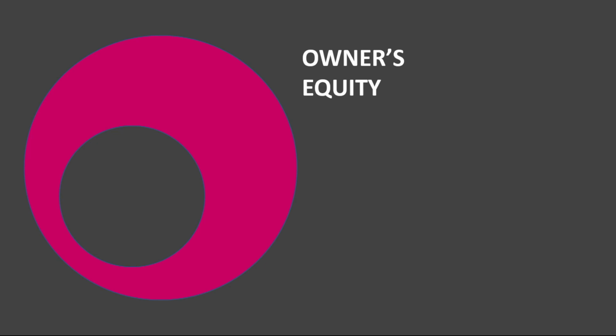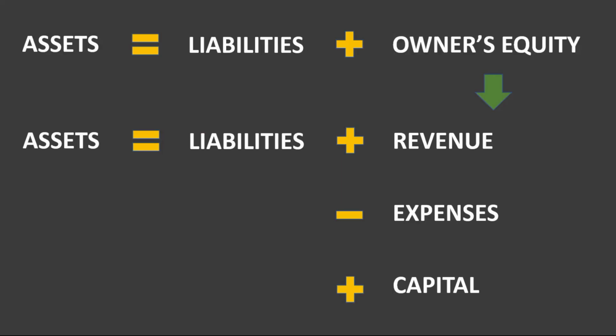These three accounting terms form the basic accounting equation, which is assets equal liabilities plus owner's equity. In fact, owner's equity can be further broken down to revenue, expenses, and owner's capital. For simplicity, now let's take revenue as income generated by the business, expenses as the cost of running the business, and owner's capital as the amount the owner invested in the business.